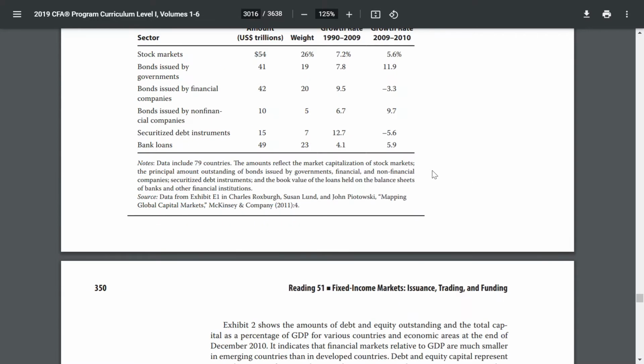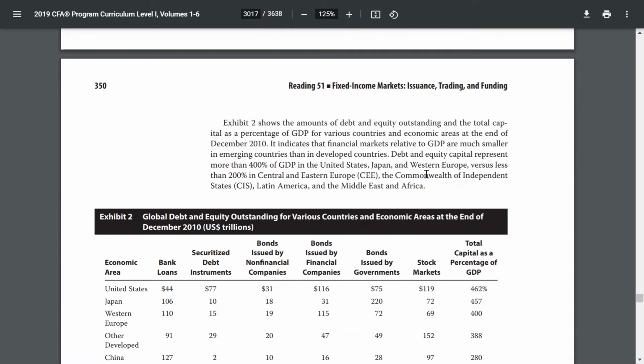Exhibit 2 shows the amount of debt and equity outstanding and the total capital as a percentage of GDP for various countries and economic areas at the end of December 2010. It indicates that financial markets relative to GDP are much smaller in emerging countries than in developed countries. Debt and equity capital represents more than 400% of GDP in the United States, Japan, and Western Europe, versus less than 200% in Central and Eastern Europe and the Commonwealth of Independent States, Latin America, the Middle East, and Africa.